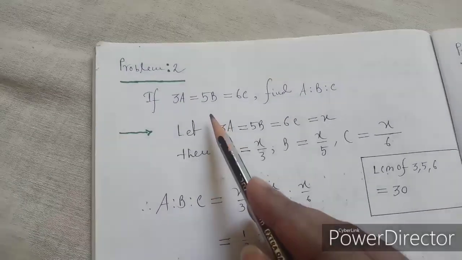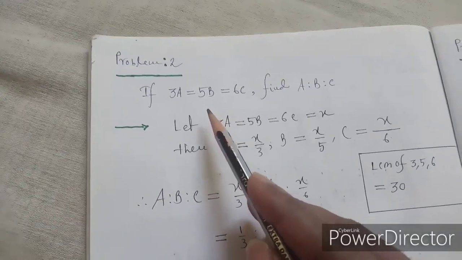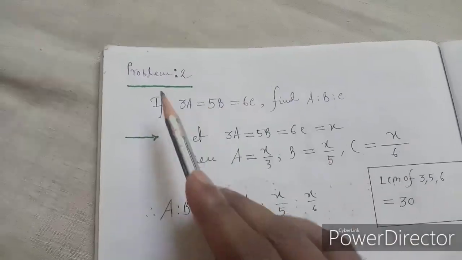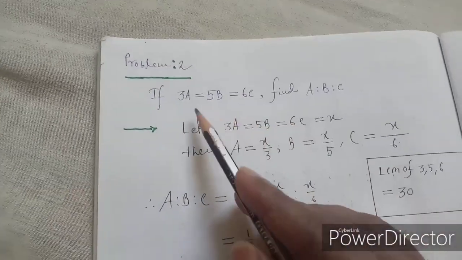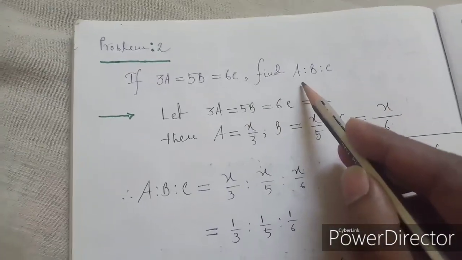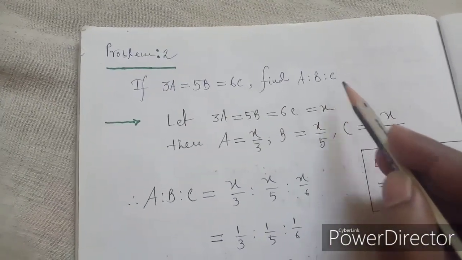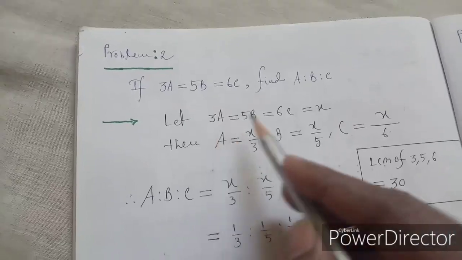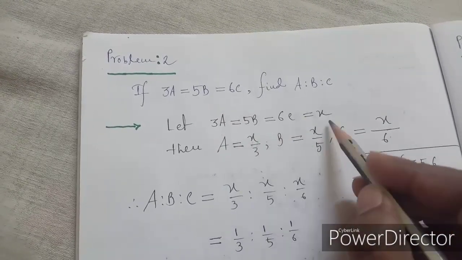So today's class is the continuation of the topic ratio and proportion. Now problem number 2. If 3a equal to 5b equal to 6c, find a is to b is to c. For this problem, let 3a equal to 5b equal to 6c equals to x.